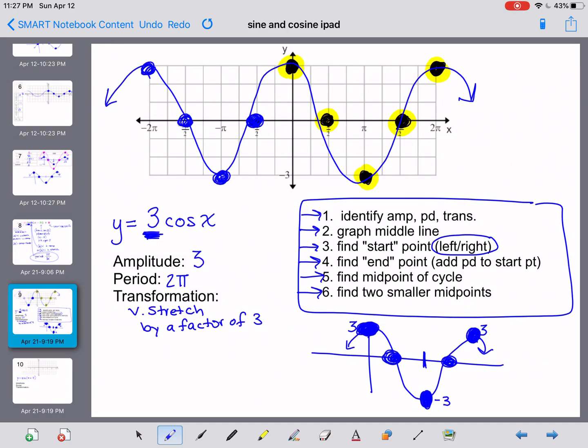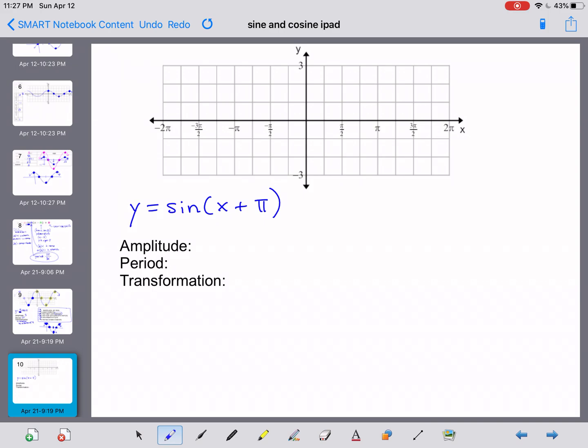So number 1, identify the amplitude, the period, and the transformation. So the amplitude is the number that's out in front right here, which is our invisible 1. So the amplitude is 1. The period, again, it would show up right here. You would do 2 pi divided by b, right? So just 2 pi in this case. And then transformation, what's happening here?